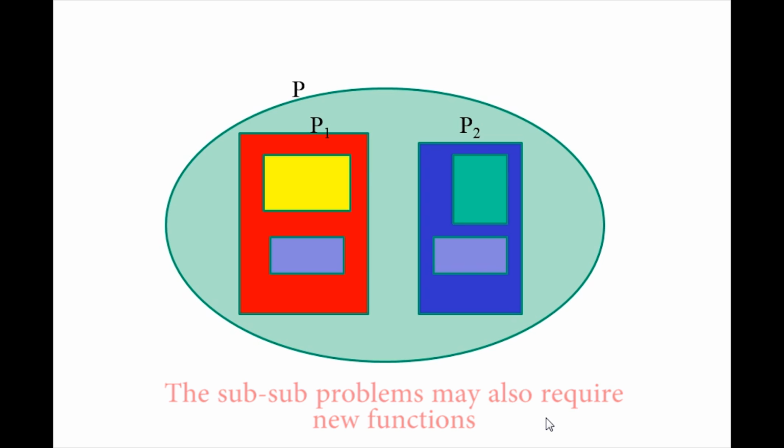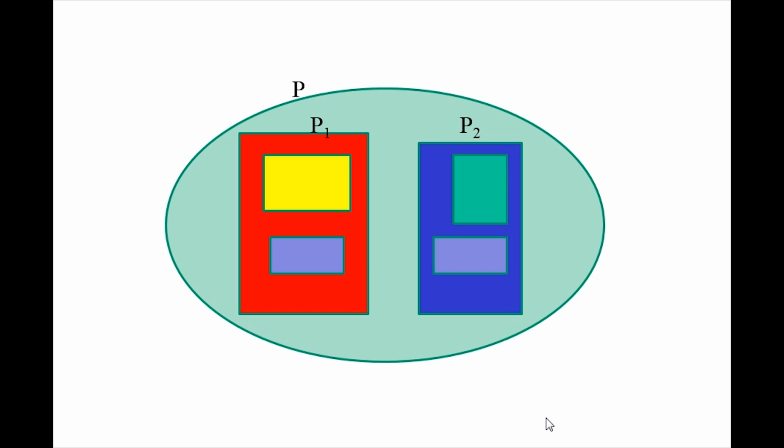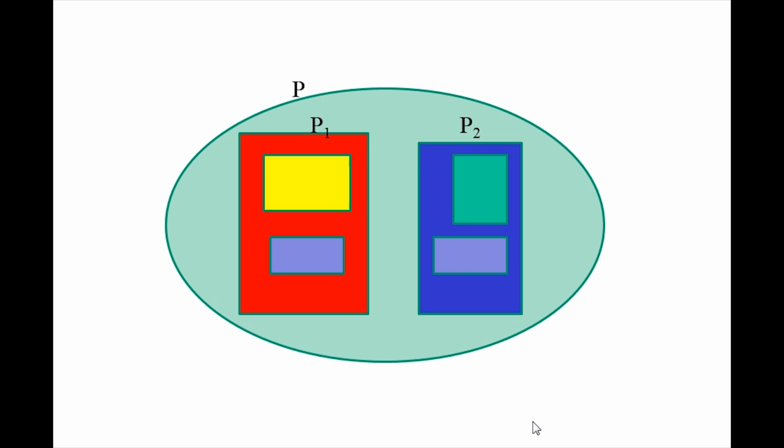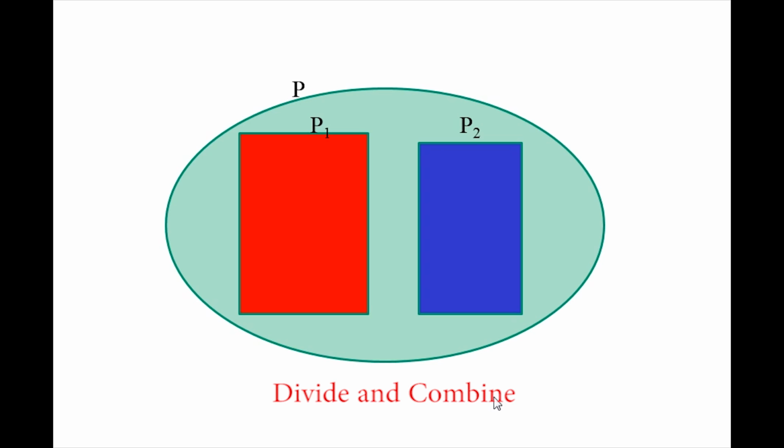So this is a well-known idea. It is top-down programming by stepwise refinement. It may also be called divide and conquer, or perhaps better, divide and combine, because we divide a problem into two subproblems and we combine the solution of P1 and P2 to a solution to our original problem.